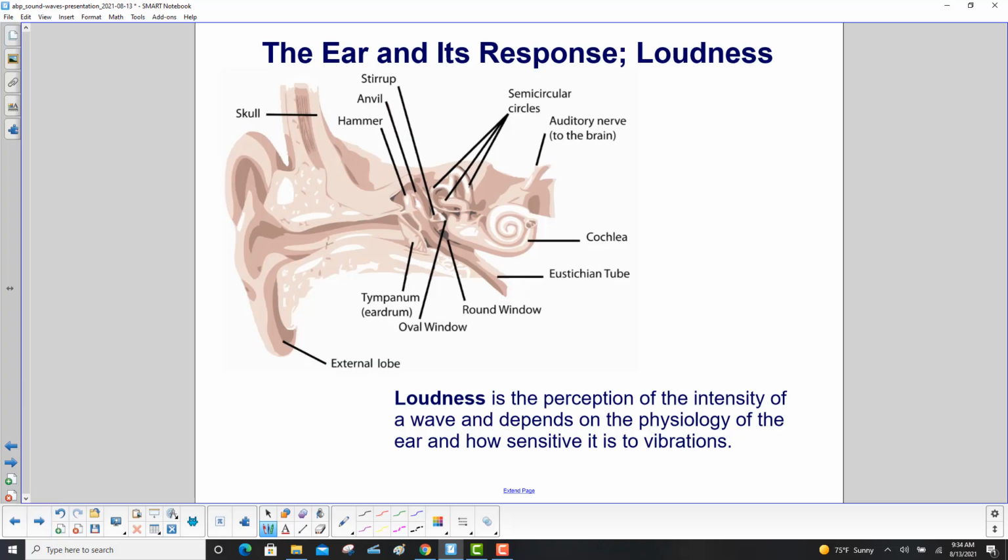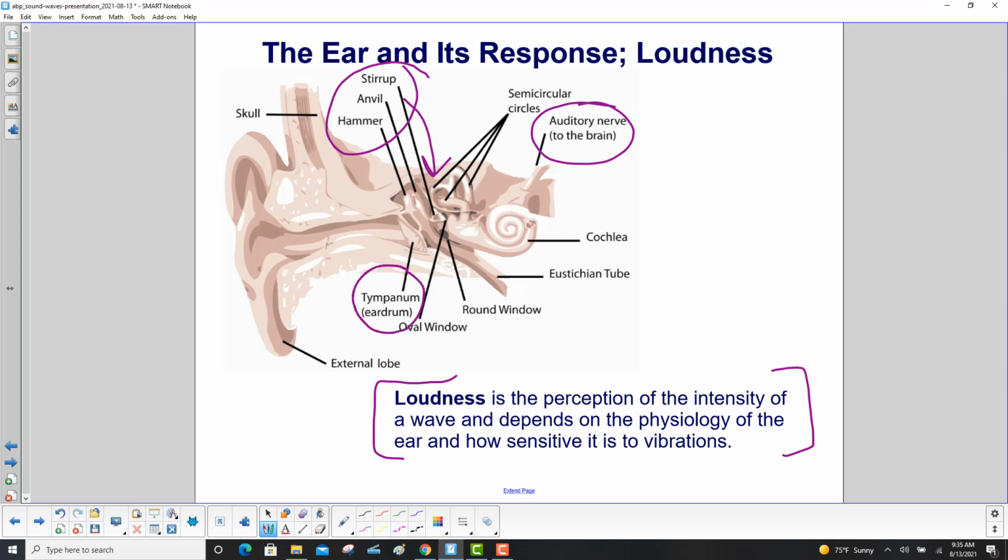No, this is not an anatomy class, but the ear is a pretty complex system. Got 3 tiny bones in here, and you have an auditory nerve that goes right to the brain, and various other biological stuff. But once again, here's the key. Loudness is the perception of the intensity of a wave and depends on the physiology of the ear.